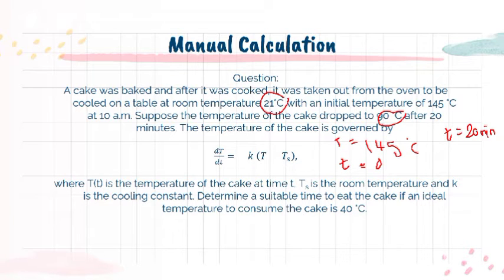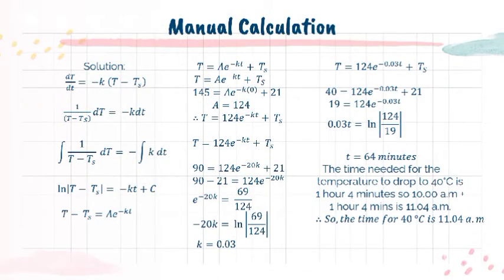So, from the information we got from the question, we can find the time when the temperature is at 40 degrees Celsius. So let me check the solution. We use dT over dt equals to negative k (T minus Ts). By using the separable method, we got the equation 1 over (T minus Ts) dT equal to negative k dt.